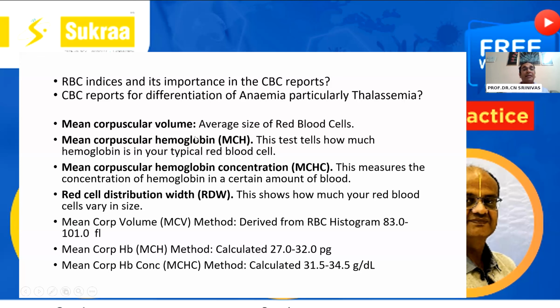Now, coming to the red cell distribution width, that is a little tricky one. After preparing for this webinar, I realized there is a little confusion in everyone's mind. This shows how much your red blood cells vary in size. We will come to that a little later. The mean corpuscular volume is derived from the RBC histogram, and the reference range is 83 to 101 femtoliters. Mean corpuscular hemoglobin, 27 to 32 picograms. Mean corpuscular hemoglobin concentration is again a calculated parameter, 31.5 to 34.5 grams per deciliter.